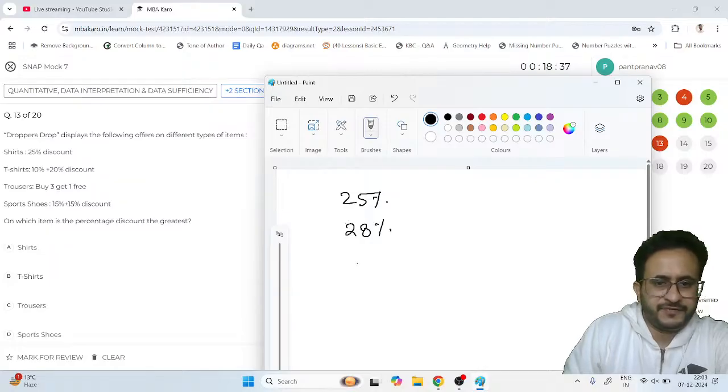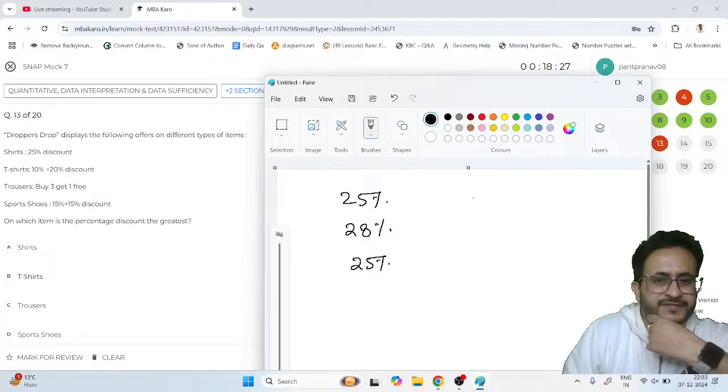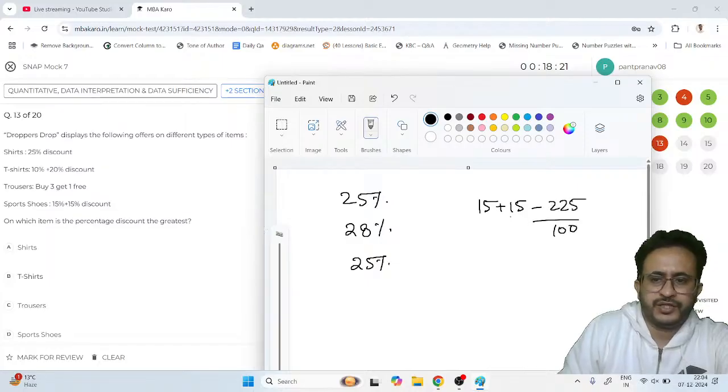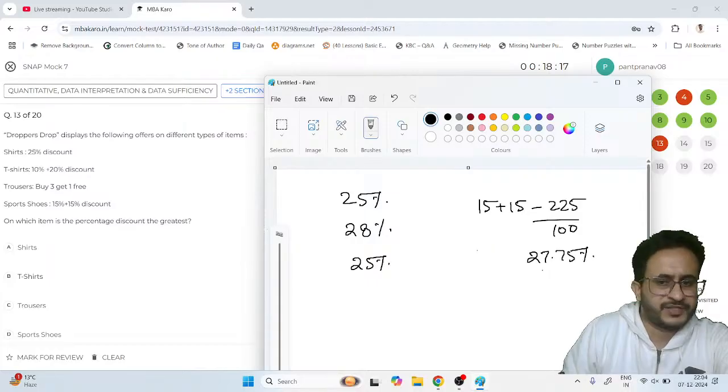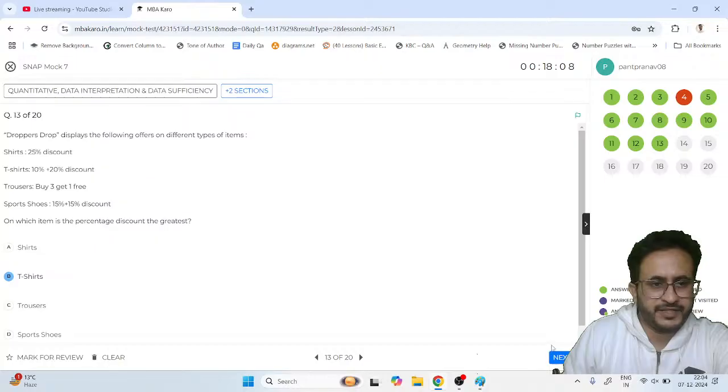Buy 3 get 1 free is again 25% discount, because you are selling 4 for 300. So 25% discount. And fourth is 15 plus 15% discount, which will be 15 plus 15 minus 225 by 100. So 30 minus 2.25, that is 27.75%. So ideally highest would be that 28% one, which is on the t-shirts. So that will be t-shirts.